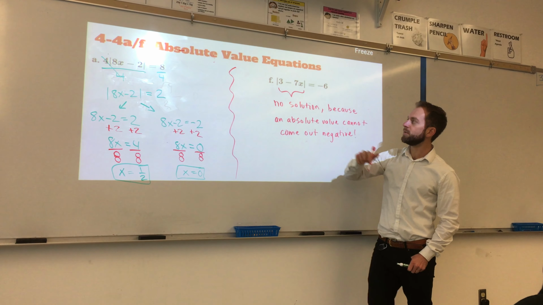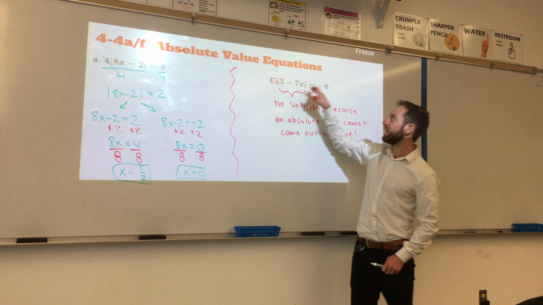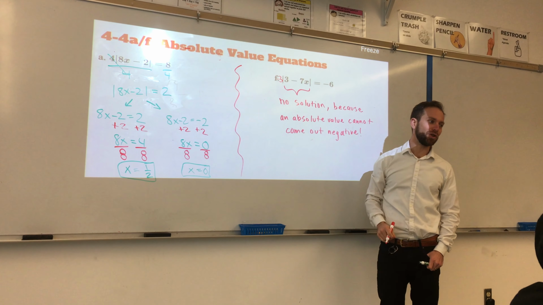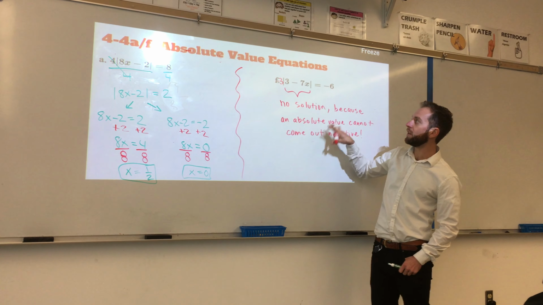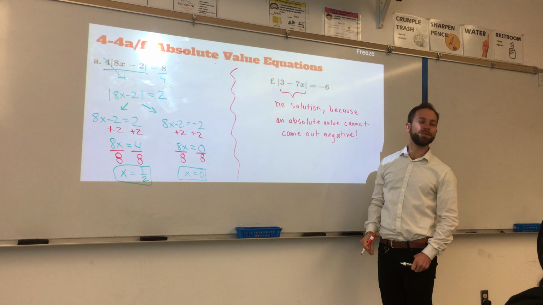But be careful, because sometimes it'll have something like this in front of it, and then you can divide by negative 3 first, then this will turn positive, and then it does have a solution. So make sure you're only doing that if the absolute value is already by itself. Good question.